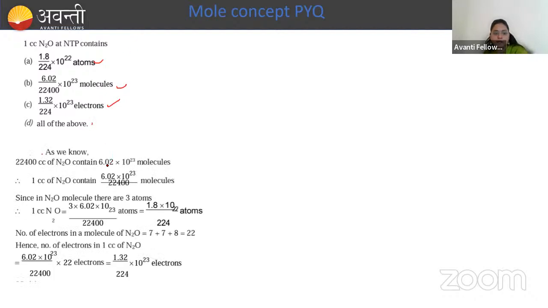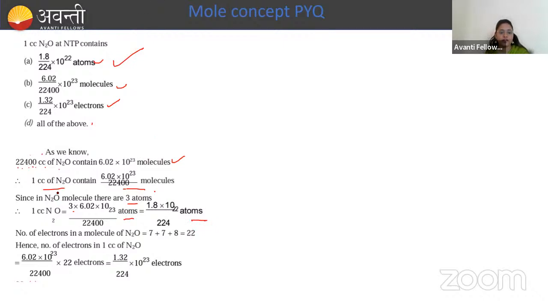So see here the answer. As we know, 22400 cc of N2O contains Na number of molecules. Cc means cubic centimeter. So 1 cc will contain how many molecules? Divide Na by this much volume, and you will get this much number of molecules. Since the N2O molecule has 3 atoms, its atomicity is 3. So multiply it by 3, and you will get this much number of atoms. So that is option number 1.